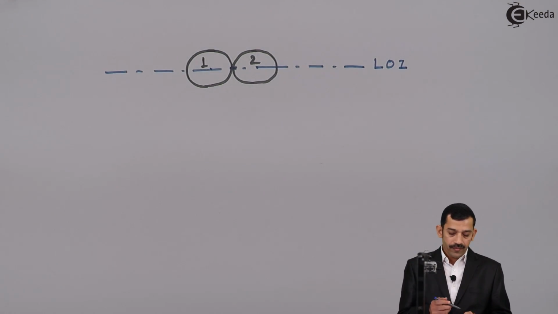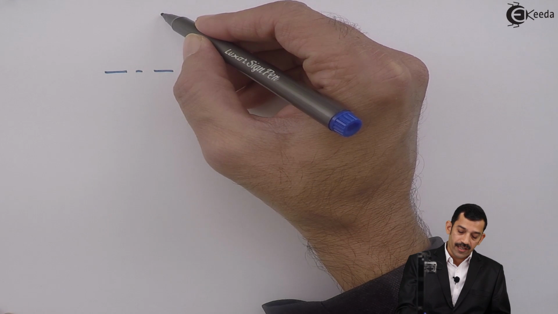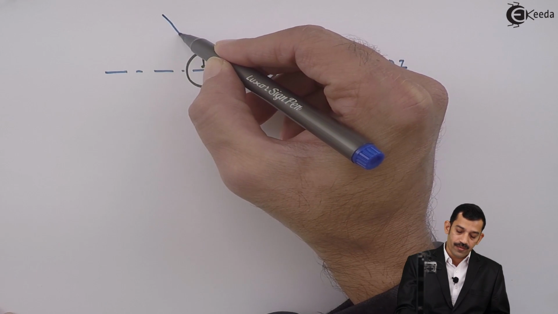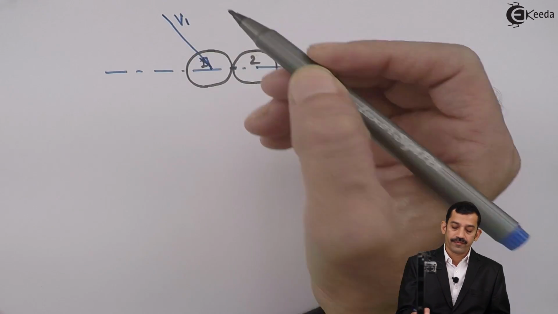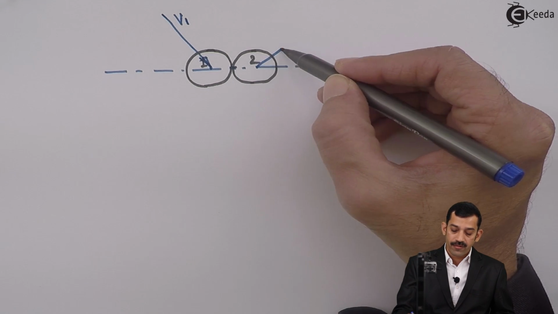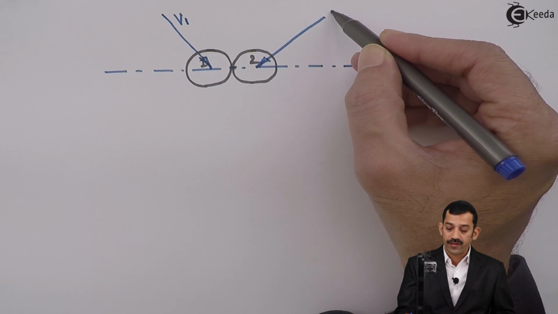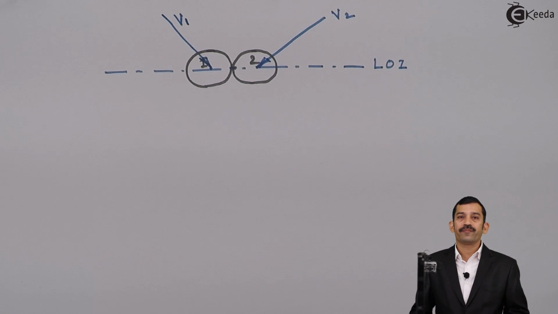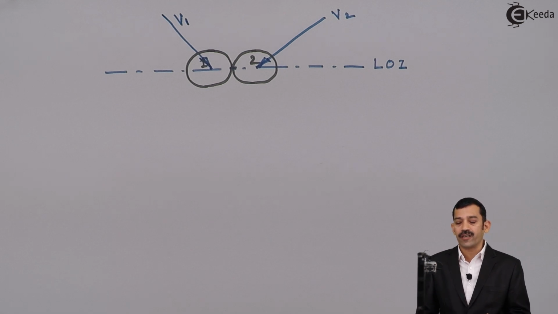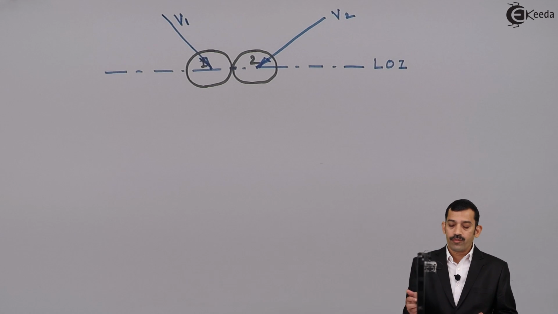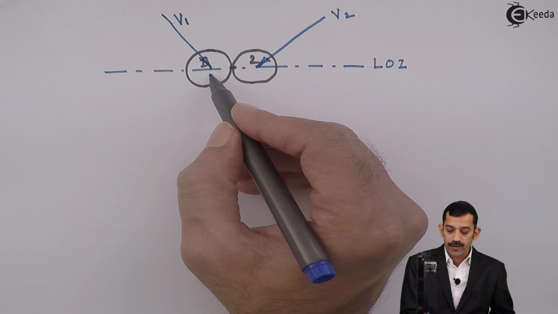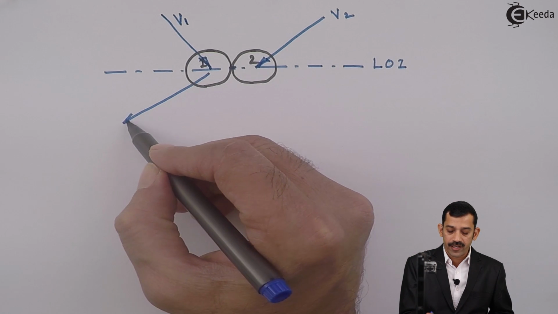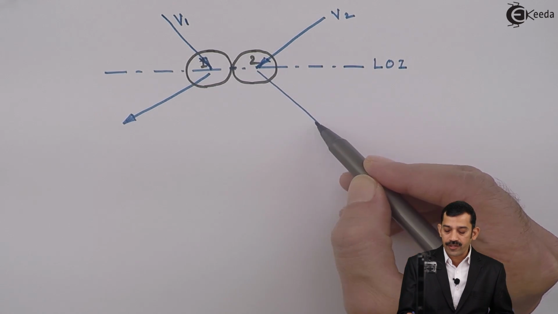Now this body 1 moves from this direction, this is the direction of motion, with velocity v1, and this body 2 comes from a different side with velocity say v2. Both the velocities are inclined. That means bodies are not moving in a straight horizontal or vertical direction. Body 1 moves in an inclined direction, body 2 also comes from some different side. That means now impact takes place.